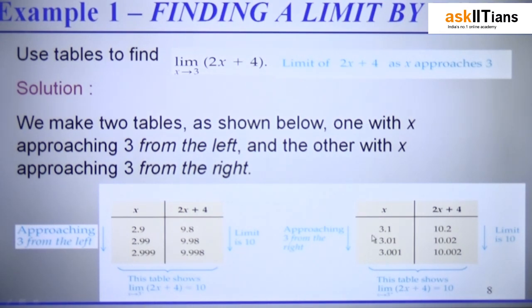So let's check whether the same value is being attained from the right hand side. If I approach from the right, the values of x will be 3.1, 3.01 or 3.001. And if we find f of x for these corresponding values, we will see that the values come out as 10.2, 10.02, 10.002. So in this case also, it is very simple to see from these values that the limit is approaching towards the value 10. So this table shows that if we approach from the right hand side of 3, the value of this function is going to be 10.